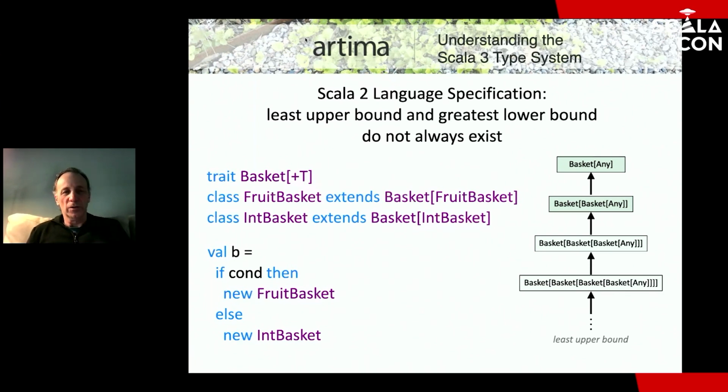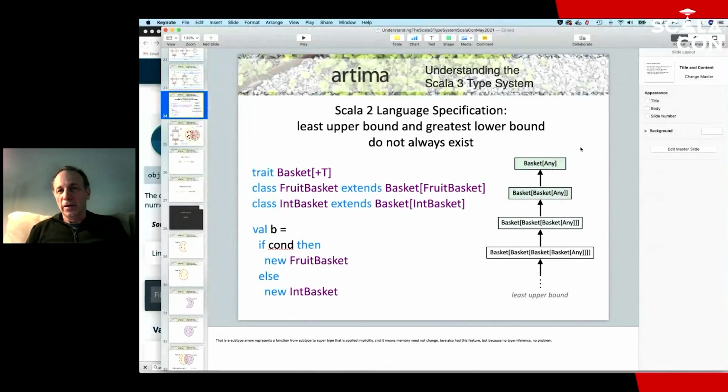So if I'm going to close this here, and if you look over here, one upper bound or one supertype is basket of any, that would work, but it's also a basket of any, which is more specific. So the least upper bound is the lowest one down.